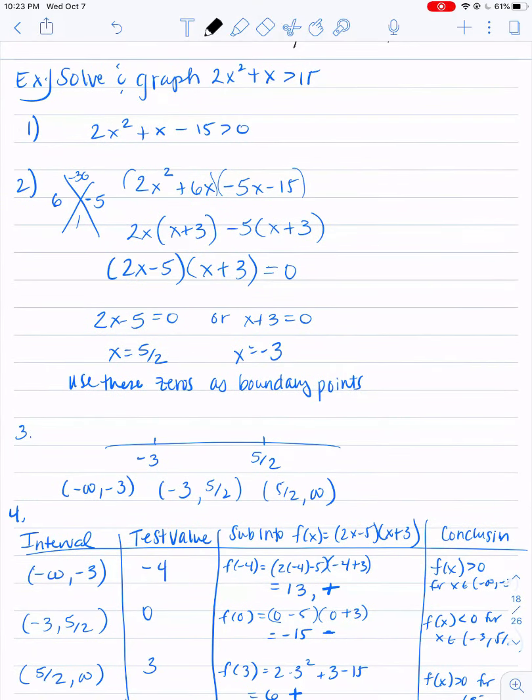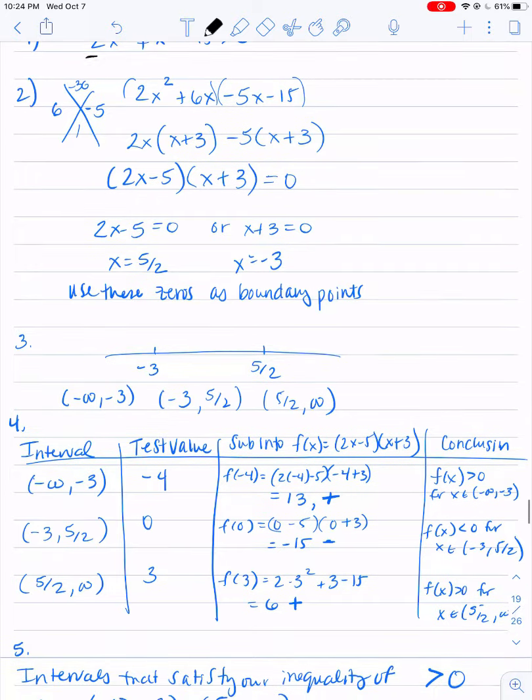Okay, so in our next example, we're going to solve and graph 2x squared plus x is greater than 15. So I have 2x squared plus x, and I move the 15 over, so I subtract 15. And then our next step is to factor. Notice our coefficient of x squared is greater than 1, so our factoring is a little bit different. I get 2x minus 5 times x plus 3 equals 0. And then our zeros are x equals 5/2 and x equals negative 3.